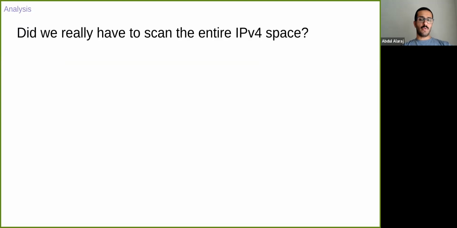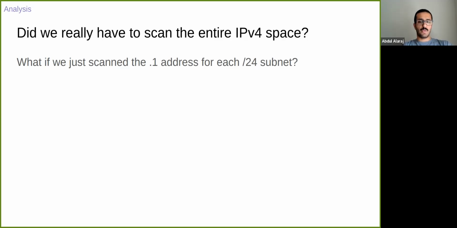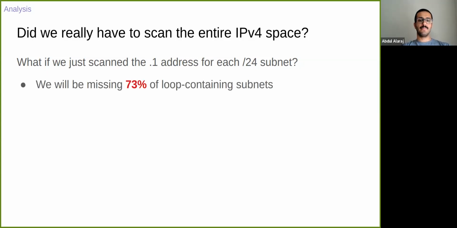Now, looking back at our methodology, we analyze our results and ask a few questions that we think can help inform the scanning decisions of fellow researchers. Basically, did we really have to scan the entire internet to find routing loops? What if we just scan the .1 address for each /24 subnet? If we do that, we will be missing over 73% of the loop-containing /24 subnets.